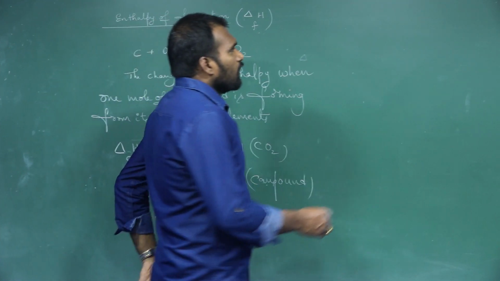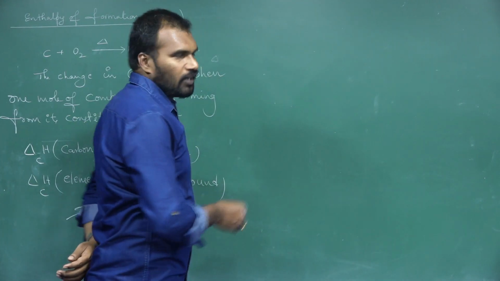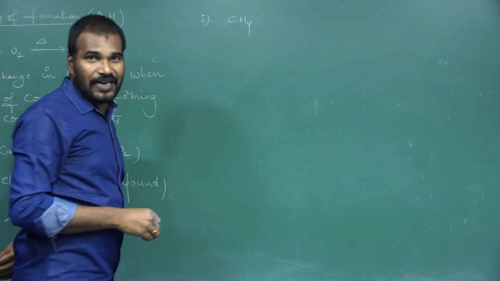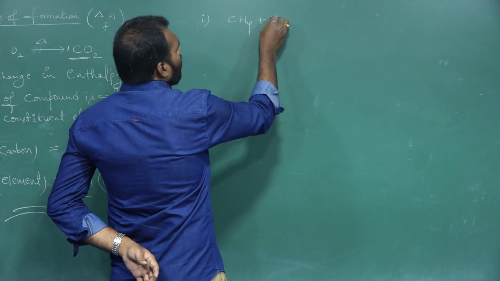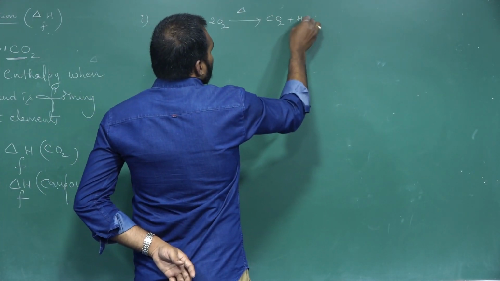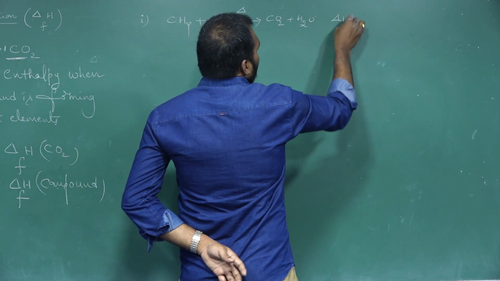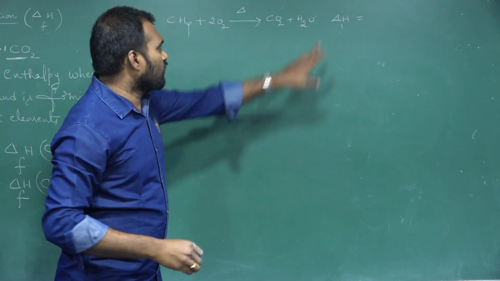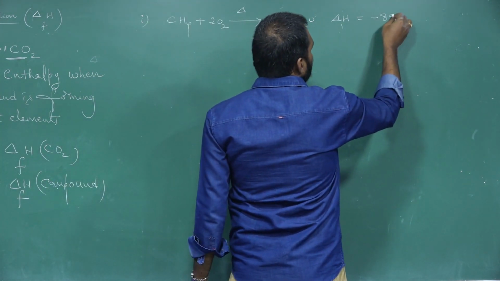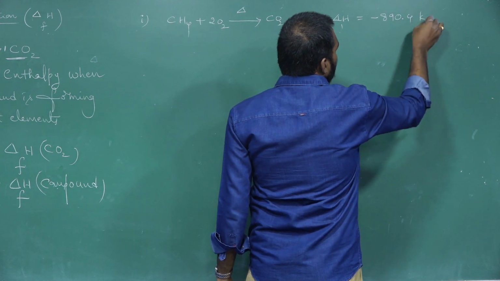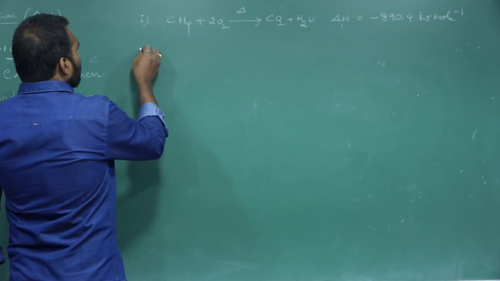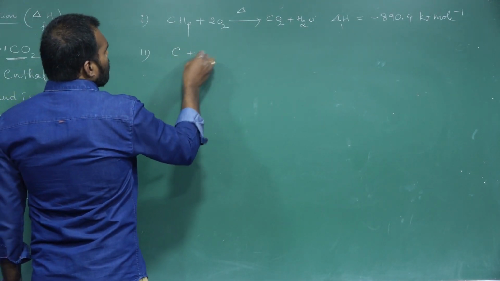Let us see. I am taking three combustion reactions. The first combustion reaction is methane combustion. When methane undergoes combustion, we get CO2 plus H2O, and the change in enthalpy of the first reaction I am writing as del H1. So del H1 is equal to minus 890.4 kJ per mole. That's the first equation.